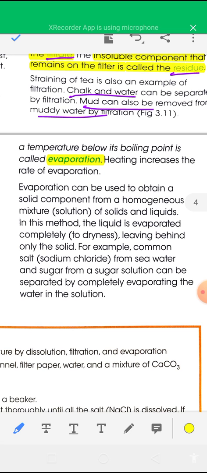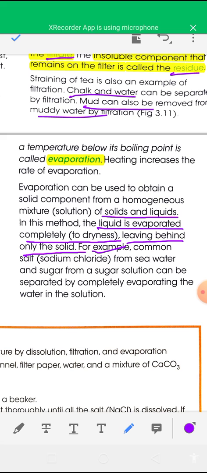Okay, and this method can be used to obtain a solid component from a homogeneous mixture or homogeneous solution of solid and liquid. In the evaporation method, the liquid is evaporated completely to dryness, leaving behind the solid.